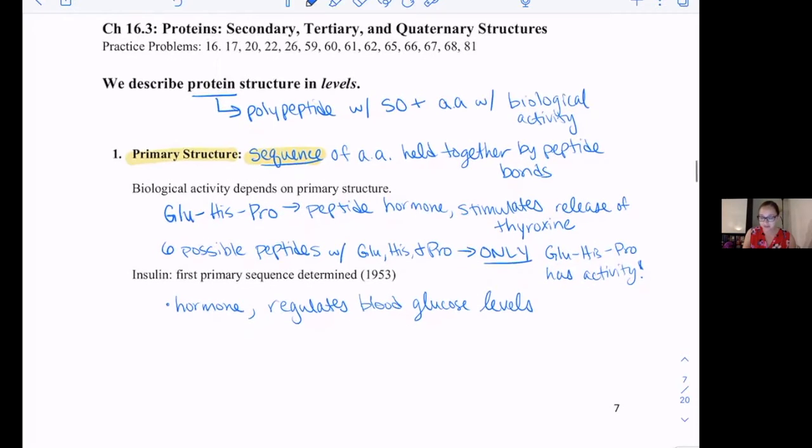And then additionally, some history lessons for you guys. In 1953, the first primary sequence of a peptide was determined. It was the first time we could actually tell what these things were, and it was insulin. Insulin is a hormone in your body that regulates your blood glucose levels. People who are diabetic will typically take insulin in order to help regulate their blood sugar levels.